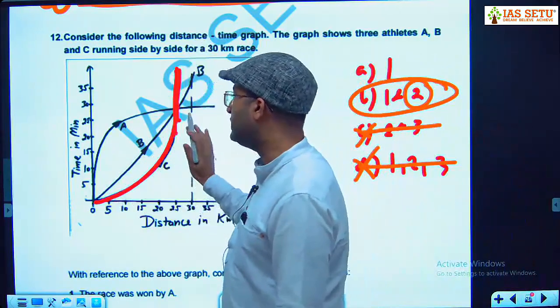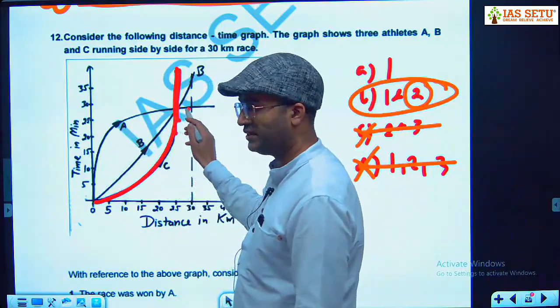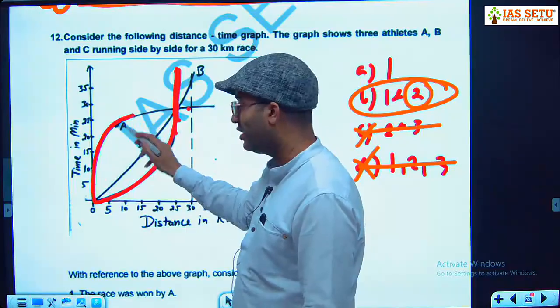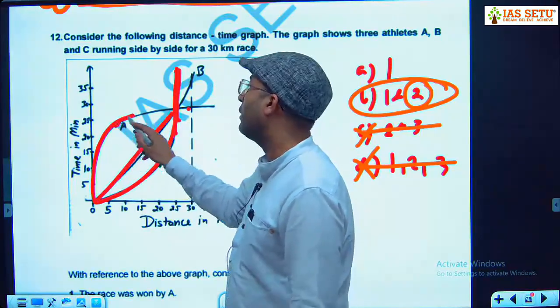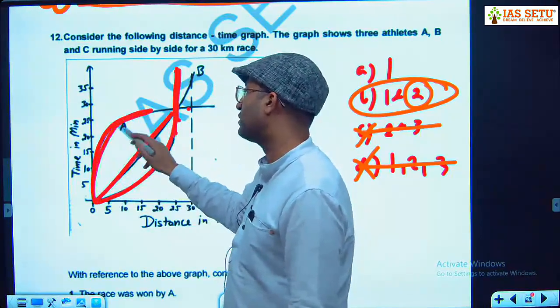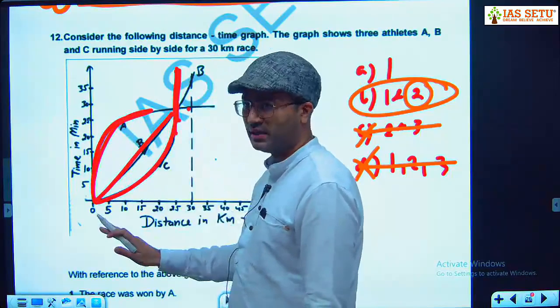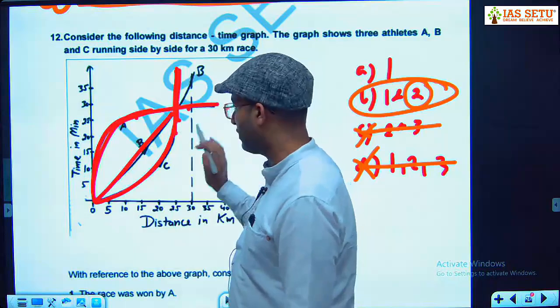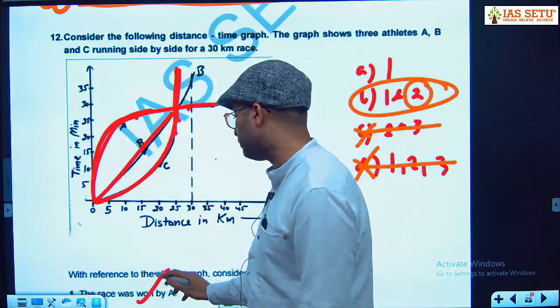I feel B is better. ठीक है, A का भरोसा नहीं है, हर कोई A नहीं बन सकता. Don't think if you are here, ठीक है, you are here right now. But if any one of you has not started yet, this is the time you can start now. You can pick up your preparation. You can win the race. The race was won by A.